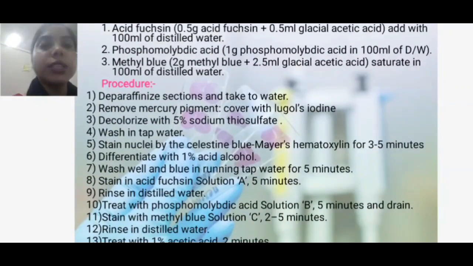If we talk about reagents of Masson trichrome stain, that would be acid fuchsin: 0.5 gram acid fuchsin and 0.5 ml glacial acetic acid combine to make acid fuchsin in 100 ml of distilled water. Then we need phosphomolybdic acid: 1 gram phosphomolybdic acid in 100 ml of distilled water. Then we have methyl blue: 2 gram of methyl blue and 2.5 ml glacial acetic acid, which will be saturated in 100 ml of distilled water.